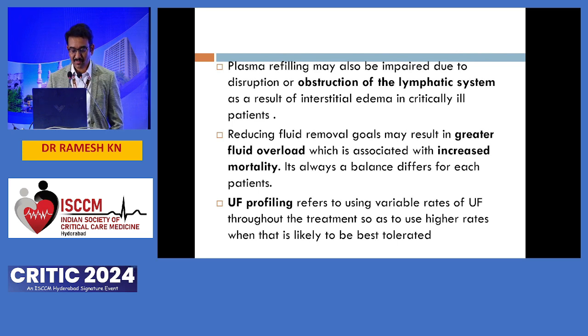So how to prevent this? There are 2-3 methods. One is ultrafiltration profiling, in which the ultrafiltration is changed based on the hemodynamics of the patient. If the BP is maintained, then ultrafiltration can be increased. If the patient is hemodynamically unstable, then the ultrafiltration can come down. These variations can be done by the machine only. This is called ultrafiltration profiling.